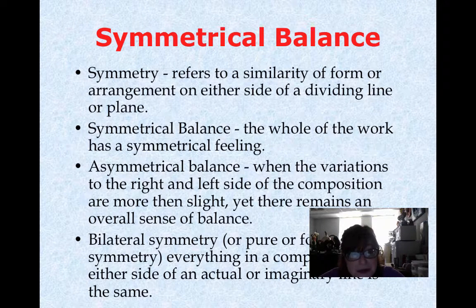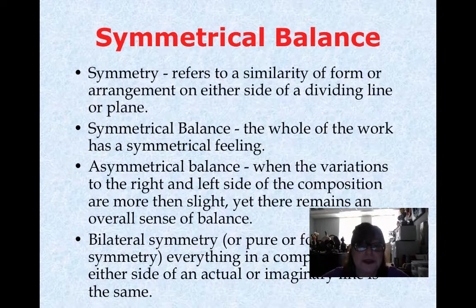And then sometimes we may have asymmetrical balance, where the variations to the right and left side of the composition are more than slight, but there remains an overall sense of balance. And an artist may achieve that through using color or using shape, and we'll see the ways in which that works out. And then we also have a concept of bilateral symmetry, or pure or formal symmetry, in which everything in a composition to either side of an actual or imaginary line is exactly the same. So we're going to look at those.